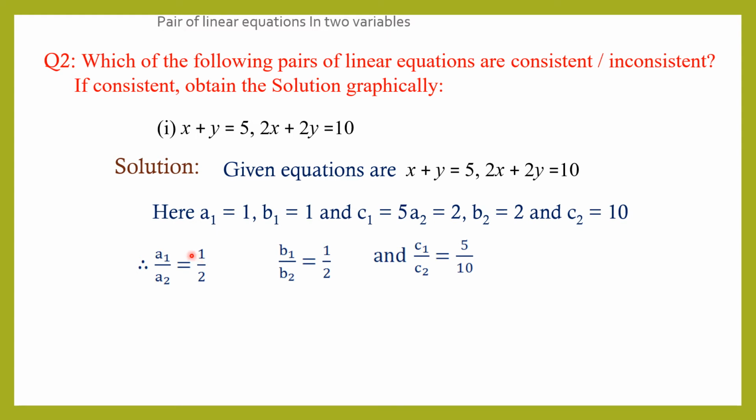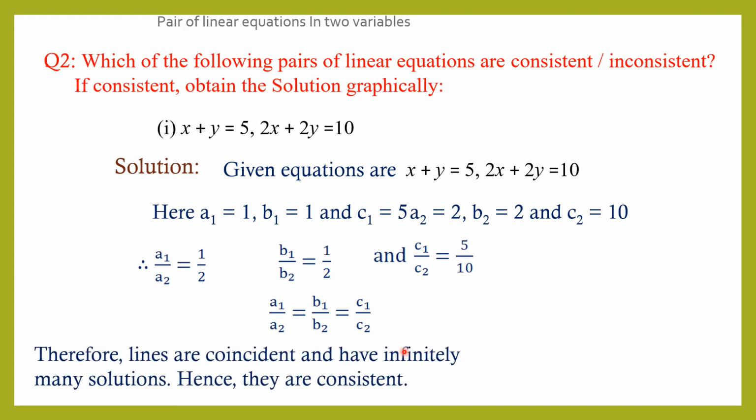Now what do you observe? a1 by a2 equals 1 by 2, b1 by b2 equals 1 by 2 and c1 by c2 equals 1 by 2. So a1 by a2, b1 by b2 and c1 by c2 are all equal. Clear? This is the condition a1 by a2 equals b1 by b2 equals c1 by c2. Now what do you observe? The given lines are coincident lines. Coincident lines means dependent lines and consistent lines.